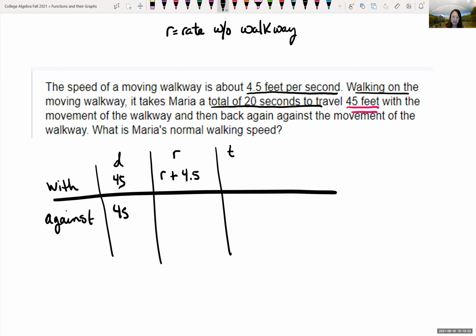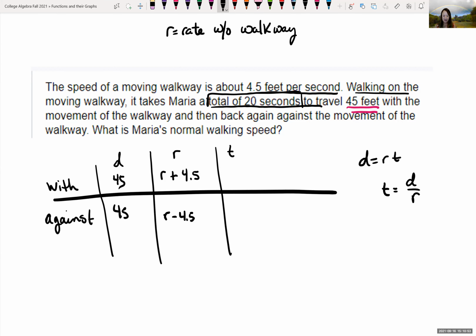If we're going against the walkway, then it's the rate of your walk subtracting off 4.5 feet per second. So this would be R minus 4.5. We know that distance is equal to rate times time. Let's rewrite this as time. So time I know is equal to distance divided by rate. We know that the total time was 20 seconds.